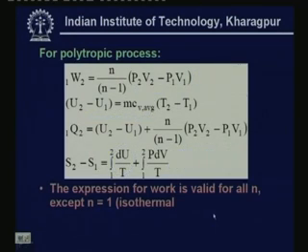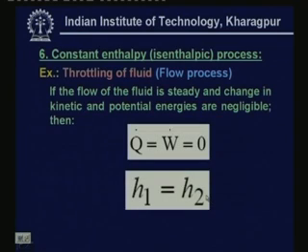And the last process is what is known as a constant enthalpy or isenthalpic process. This is again a very important process as far as refrigeration is concerned, and a typical example of this is the throttling of a fluid. That means a fluid is flowing through a conduit and suddenly it encounters a resistance. For example, a fluid is flowing through a tube and there is a valve in the tube which is almost closed, so the fluid has to flow through an almost closed valve. That means a large resistance is suddenly imposed on the fluid flow.